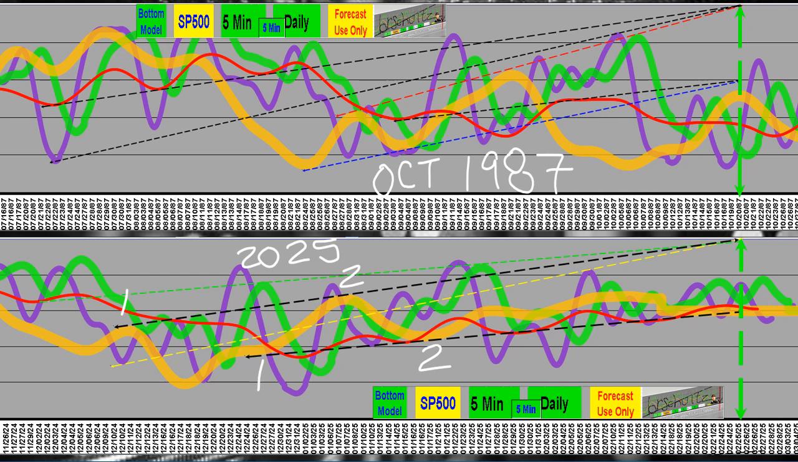So you could argue that the bottom graph also has a red trend line going out to the top of the graph and to the center, as well as 1987. There are a lot of similarities here. Again, I don't think it'll be precisely the same, but I do think there'll be a sell-off into February 25th, 26th here. I just don't know how severe, but I do expect a sell-off.